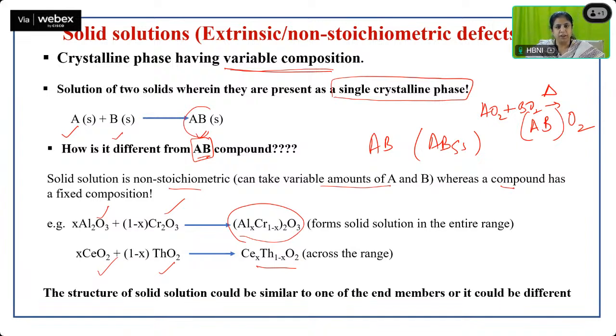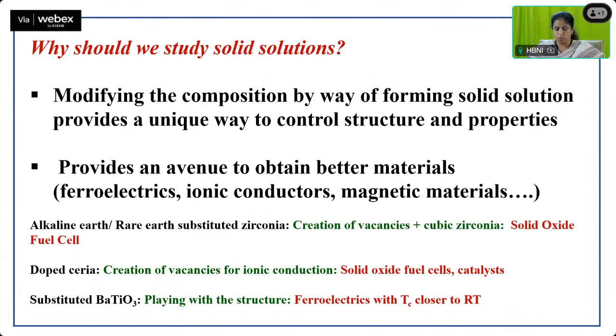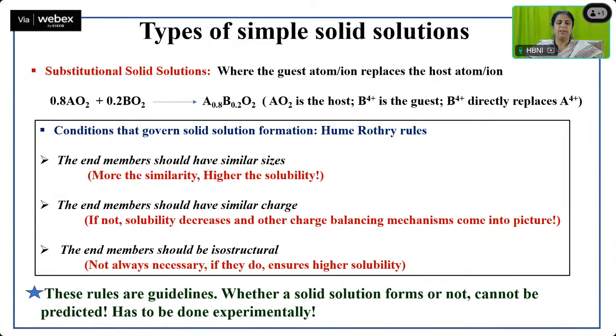In terms of structure, your solid solution could be similar to one of the end members or it could be different. That we have to study using X-ray diffraction. Okay. What are the different types of solid solution? First is substitutional. Very simple. I've just taken out A and put B in place of it. Nothing else has changed. Crystal structure remains same.